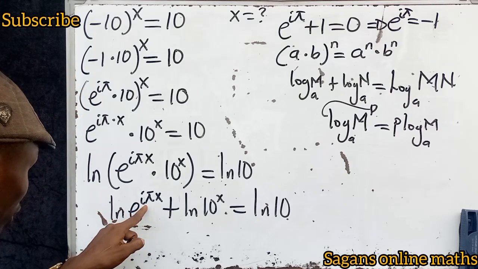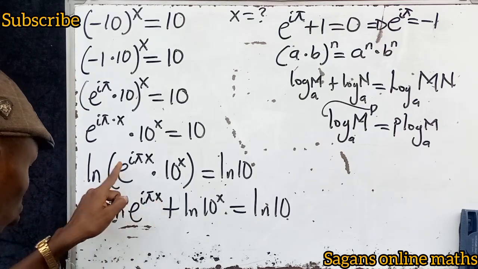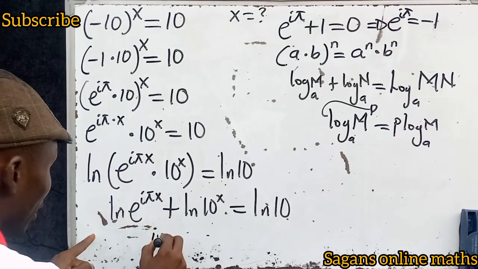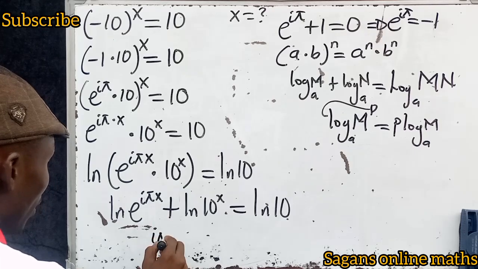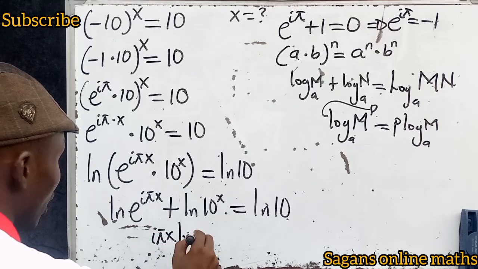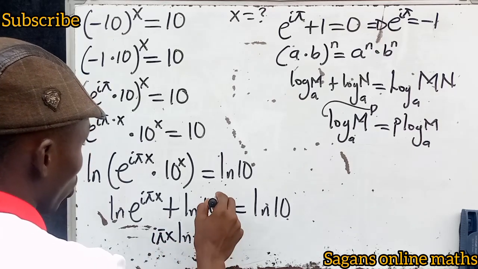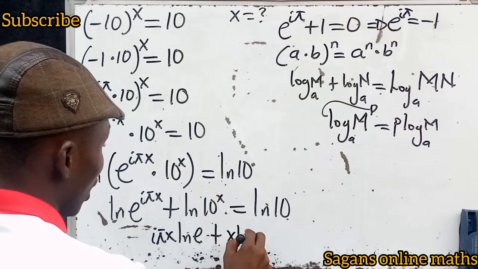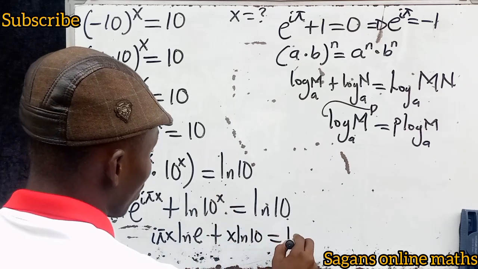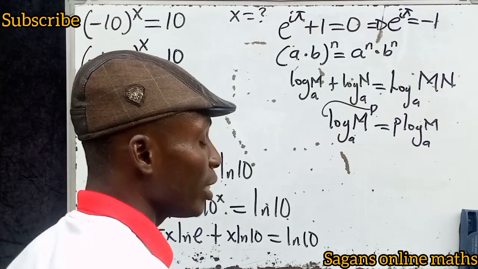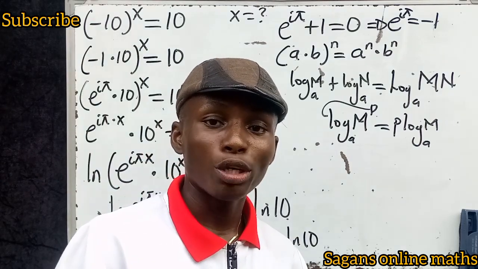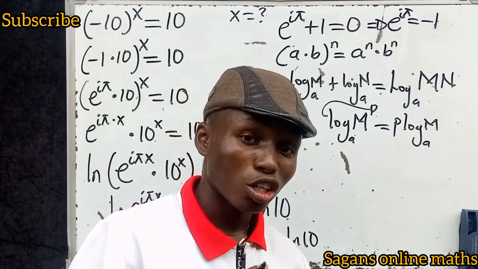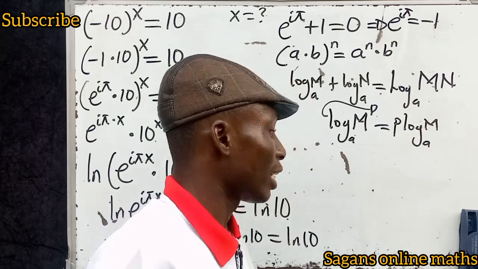So this thing you are seeing here, which is the exponent, iπ multiplied by x, can also go back as iπ multiplied by x ln e, plus this will also go back as x ln 10 equals to ln 10. Now please take note, natural logarithms are always in base e, right? That is beautiful.